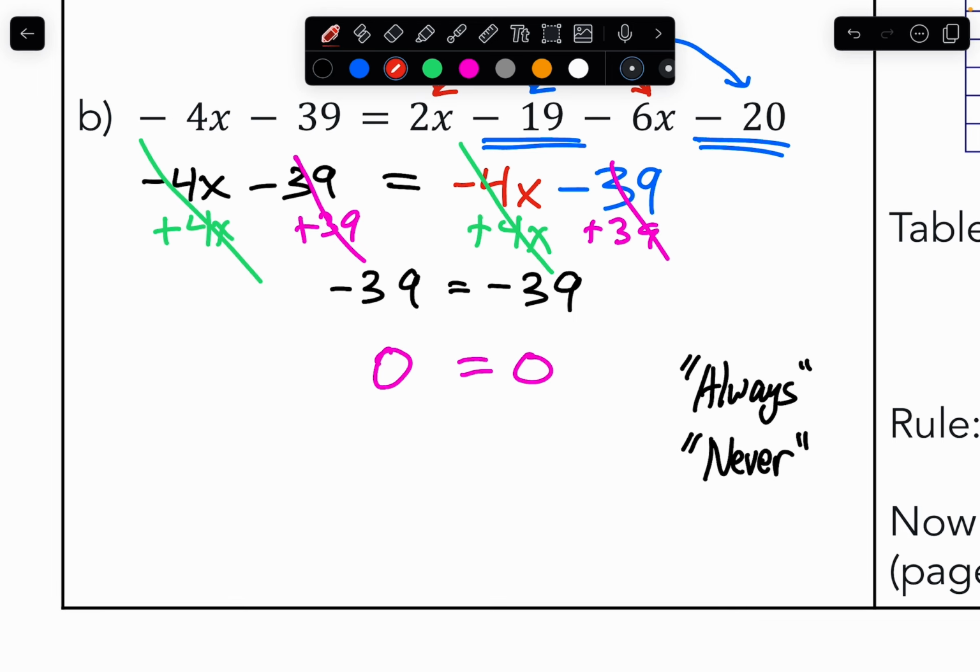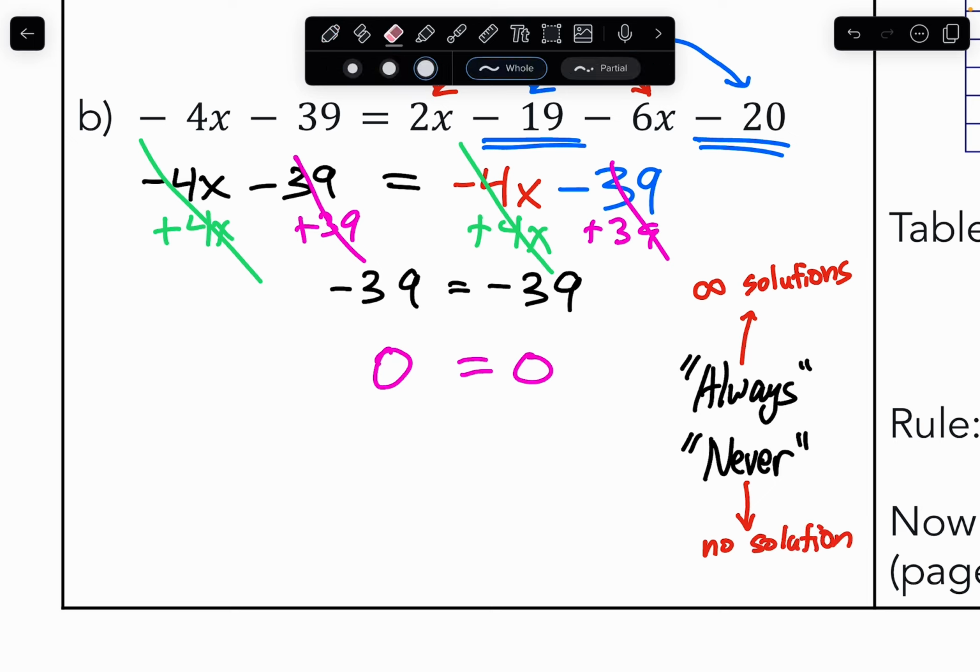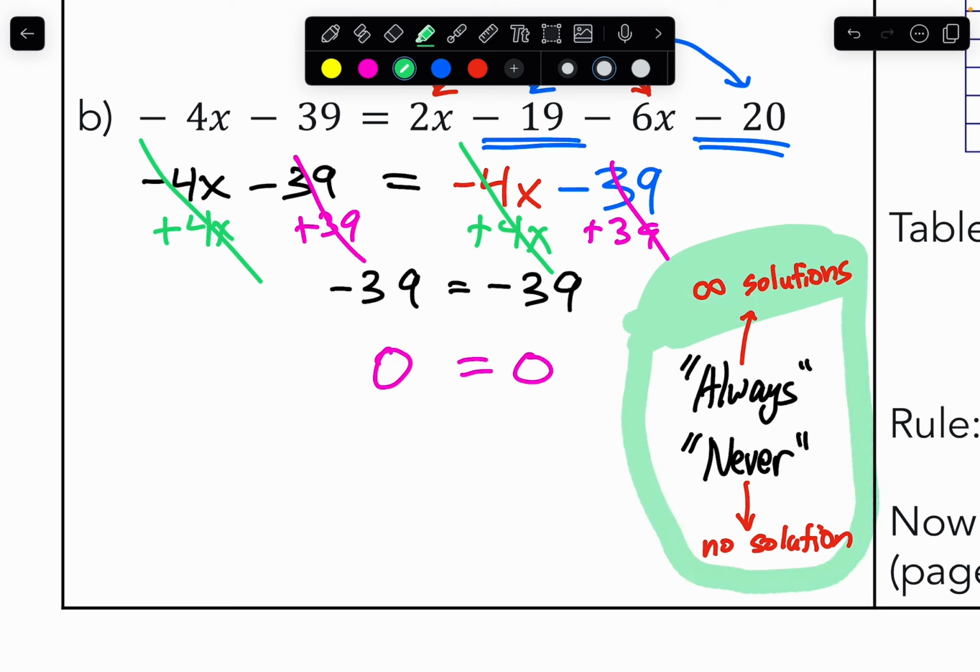Yeah, because here's the thing. If it's always, we're going to say infinitely many solutions, or for short, infinite solutions. If it's never, then it's going to be no solution. So this is a little bit of a good thing to have in our notes. If it's always true, it's called infinite. If it's never true, it's called no solution.